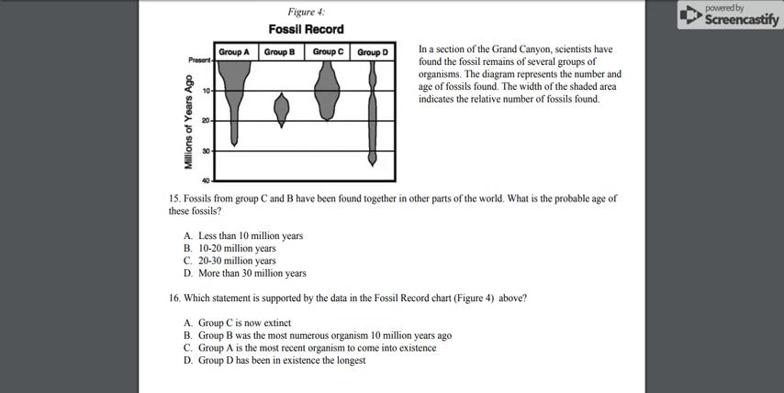Number 16. Which statement is supported by the data in the fossil record chart, which is figure 4 above? A, Group C is now extinct. B, Group B was the most numerous organism 10 million years ago. C, Group A is the most recent organism to come into existence. Or D, Group D has been in existence the longest.